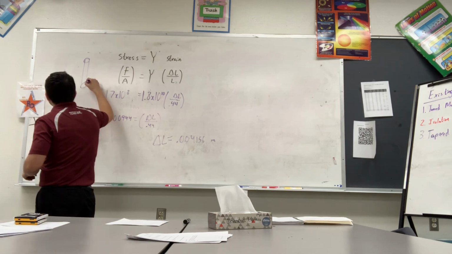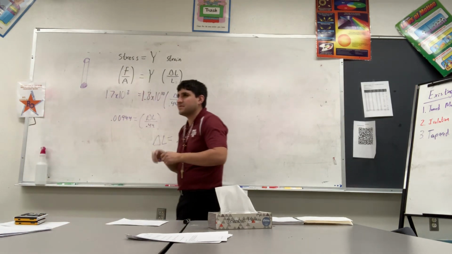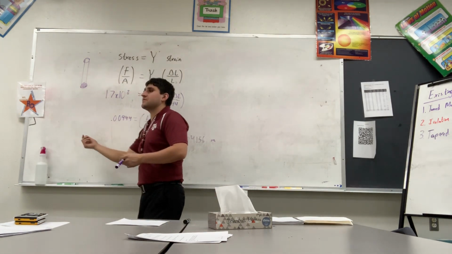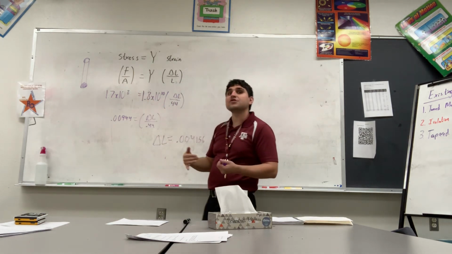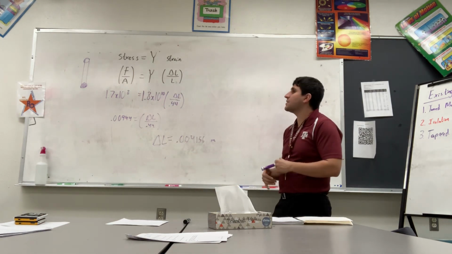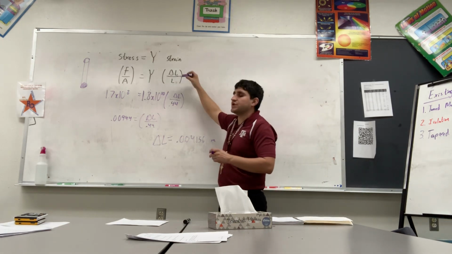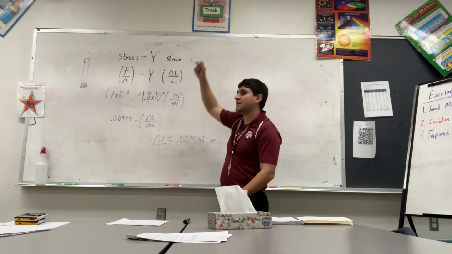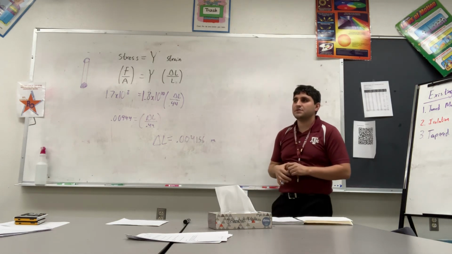And that force is being applied on that area of the rope. There's no force being applied over here on the side, it's just straight down. So for the area, we use pi r squared in our lab. And then we knew the original length, and then we measured how much it changed, and from there we were able to find the Young's modulus.